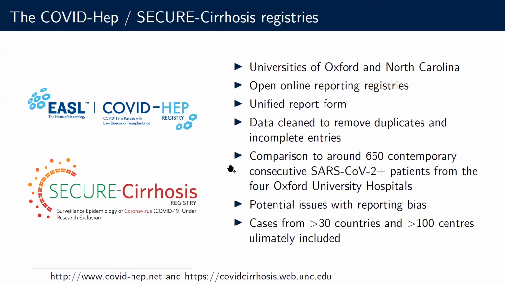In terms of what I'll present in a moment, consecutive with collecting this data, at least until the point of the publications I'll present now, we simultaneously collected matching data on every patient who was diagnosed with SARS-CoV-2 in the 4 Oxford University hospitals. I should note at the outset that, of course, any registry study has potential issues with reporting bias, be that people reporting rarer presentations or more severe outcomes, all possible. But we did end up with quite a number of submissions from a number of centres, so over 30 countries and over 100 centres ultimately included in the analyses.